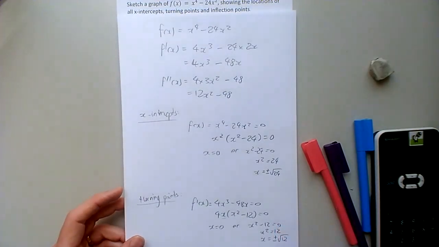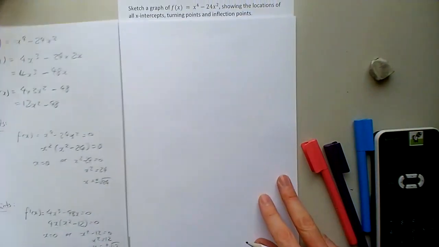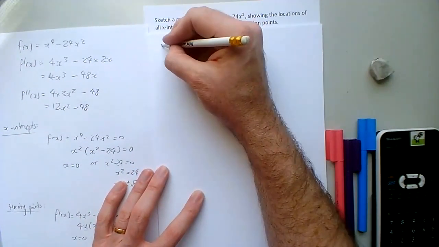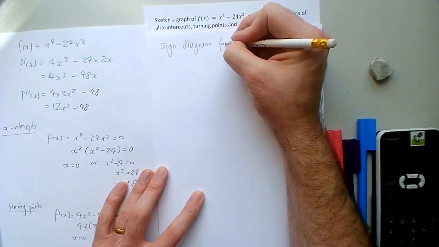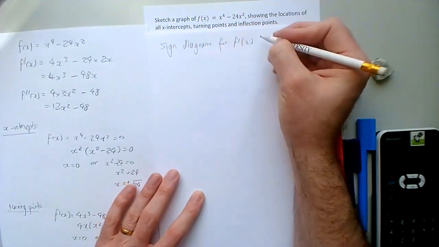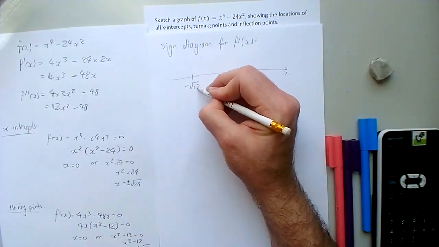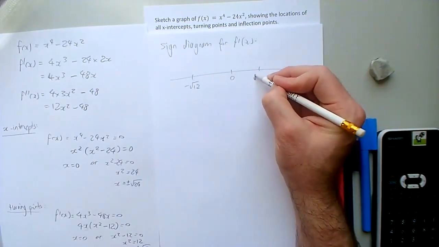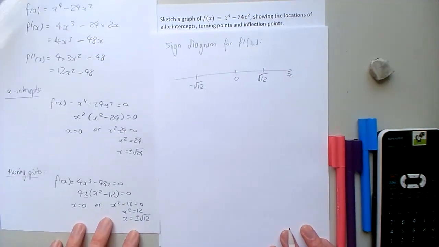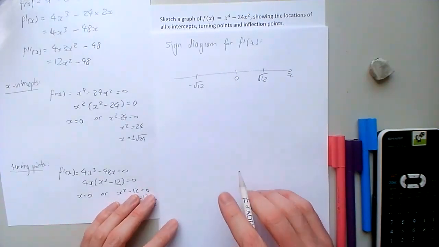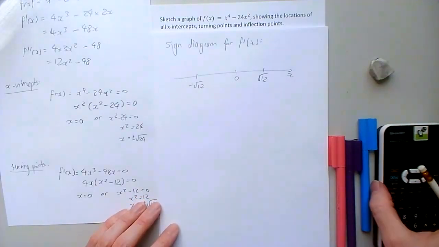Okay, so to know exactly where the turning points are and whether they're turning points, I'm going to need to know where it's increasing and decreasing. So I'll draw a sign diagram for f dashed. So these are the options for x. It could be minus root 12, 0 or plus root 12. And I need to know whether it's increasing or decreasing in each of those zones. So when x is down here less than minus root 12, so something like minus 4.